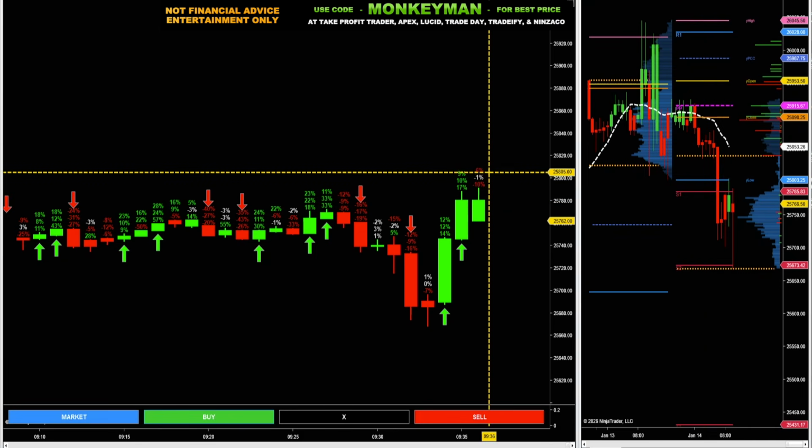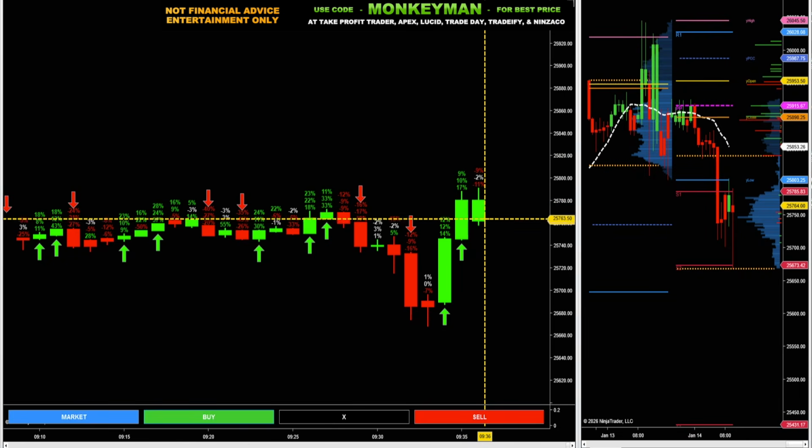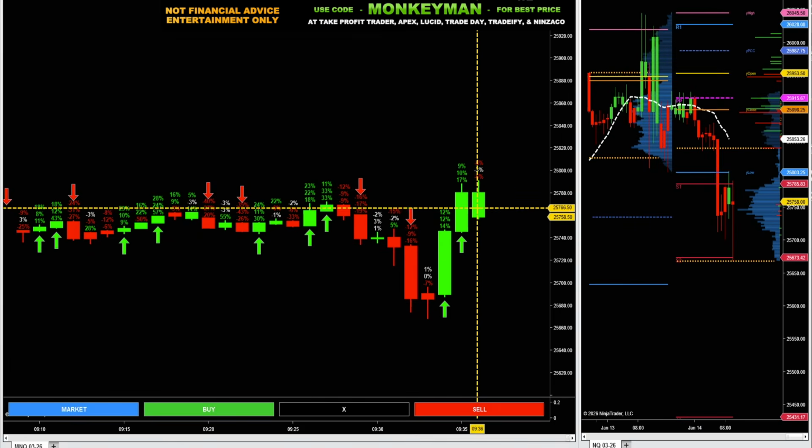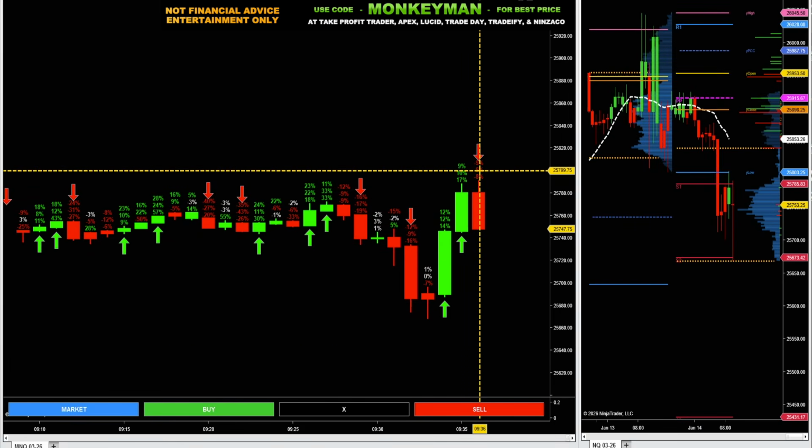Here we got some negative percentages coming in, neutral. We're getting a drift lower. And that was right around the S1 pivot there. A little short would have definitely worked out. Here we're negative across the board.